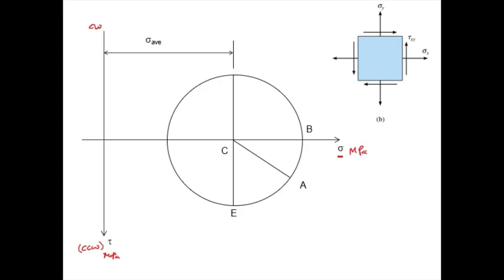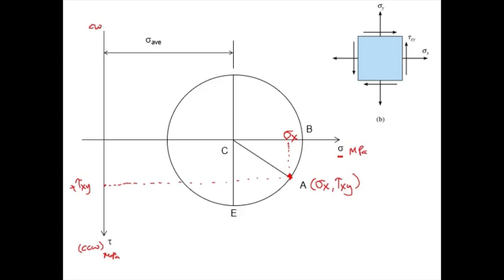So from here we see that sigma x is positive, tau xy is positive. So we plot sigma x. This point A here should be sigma x, right? And tau xy is positive. So the coordinate of point A is sigma x, tau xy, right? So that's the coordinate of point A. So you get the first point. Forget about the circle first. You get point A. So you get this point here.